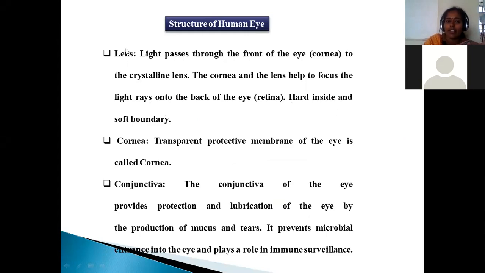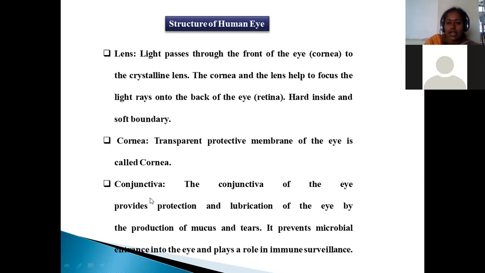Whenever we observe the lens, the inside part is very hard, and the outside boundary part is very soft in nature. The lens is composed of material with crystalline nature, interior part very hard, exterior part soft. And the next part of the eye is the cornea. The cornea is the outer layer, a highly transparent and protective membrane, on the outer side of the eye.